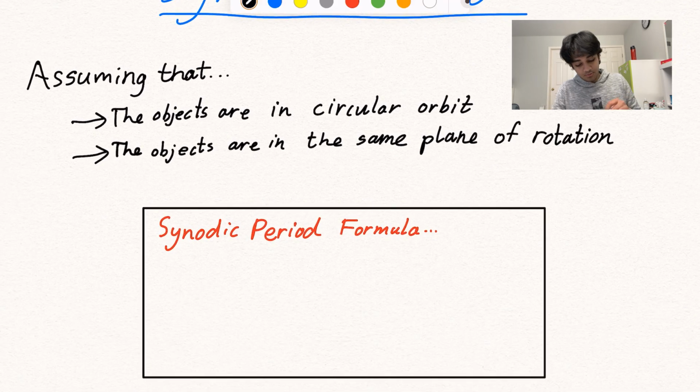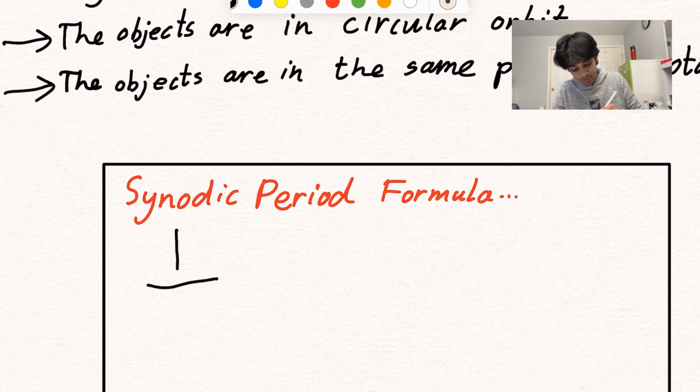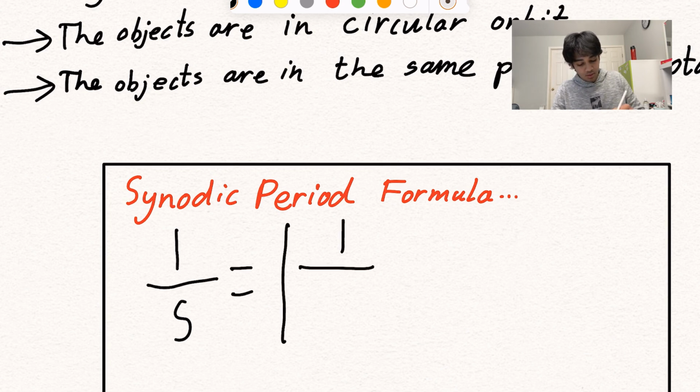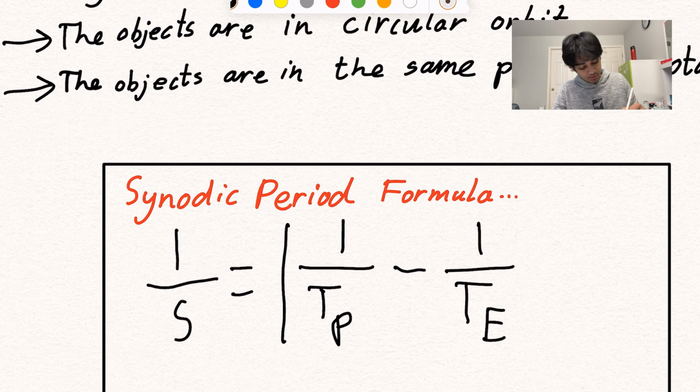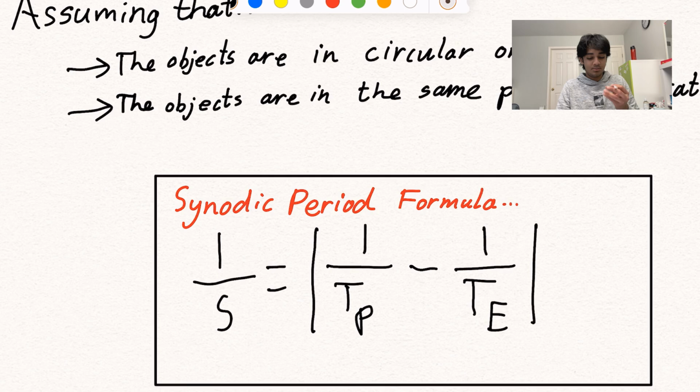The synodic period formula is the synodic period, which is S, equals 1 over the period of any planet minus the period of the Earth. And here I put planet and Earth. You can pretty much put anything you want, and let's discuss how this can be used in a problem.